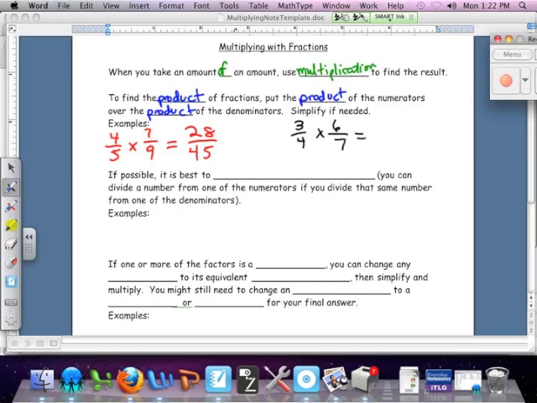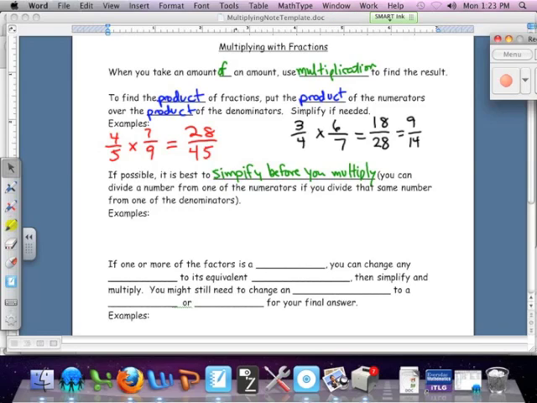18 over 28. Can that be simplified? You can simplify it to 9 over 14. Now, if it's possible, it's best to simplify before you multiply. We're going to see several examples where we'll use that strategy.